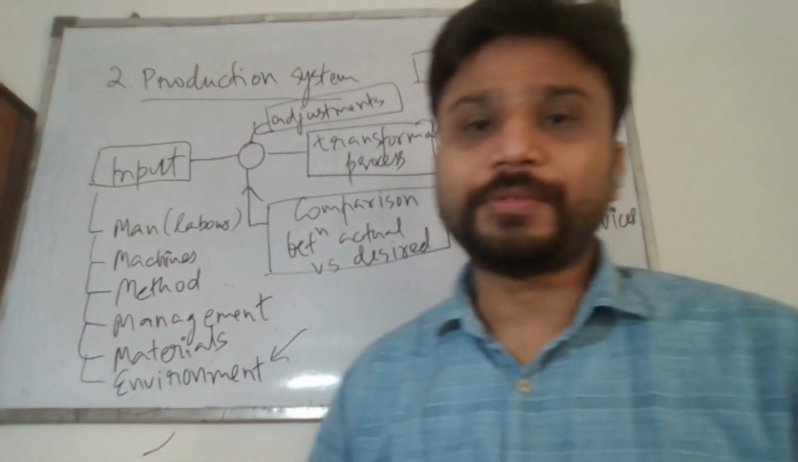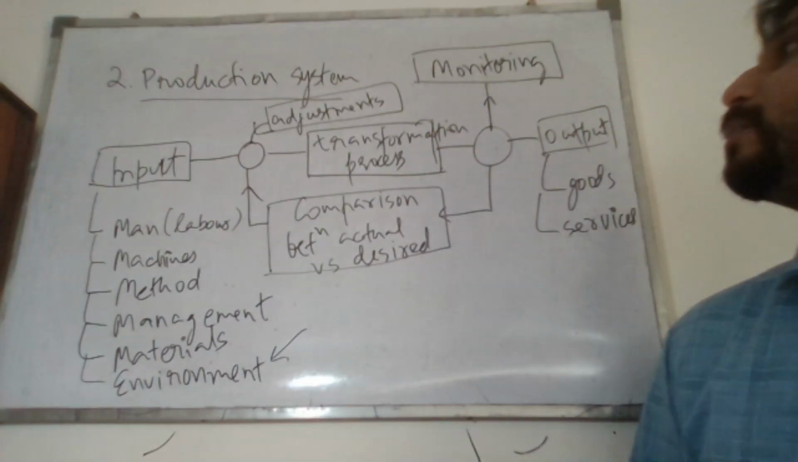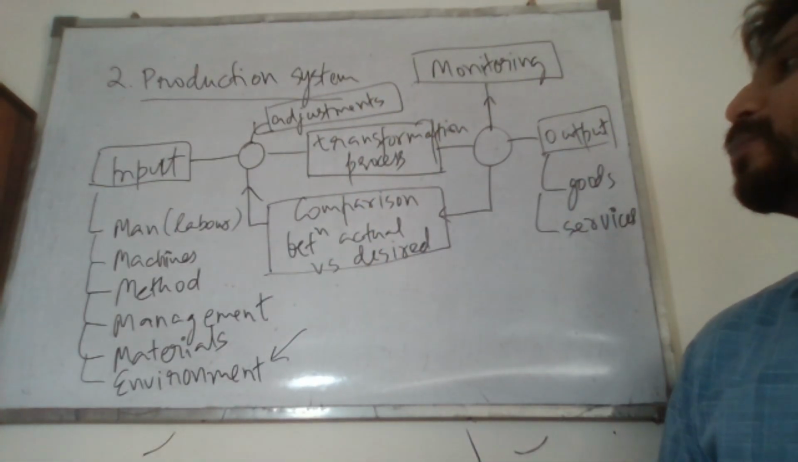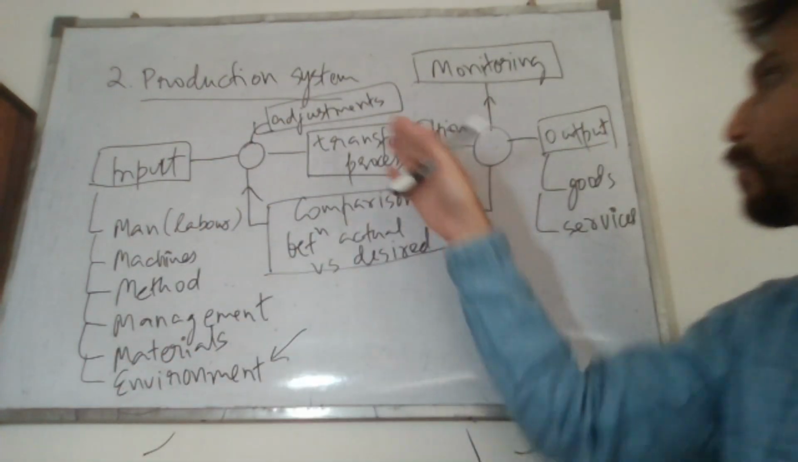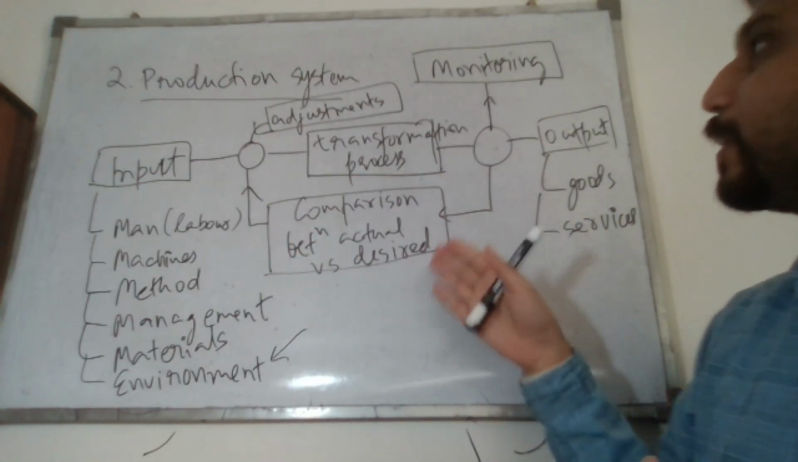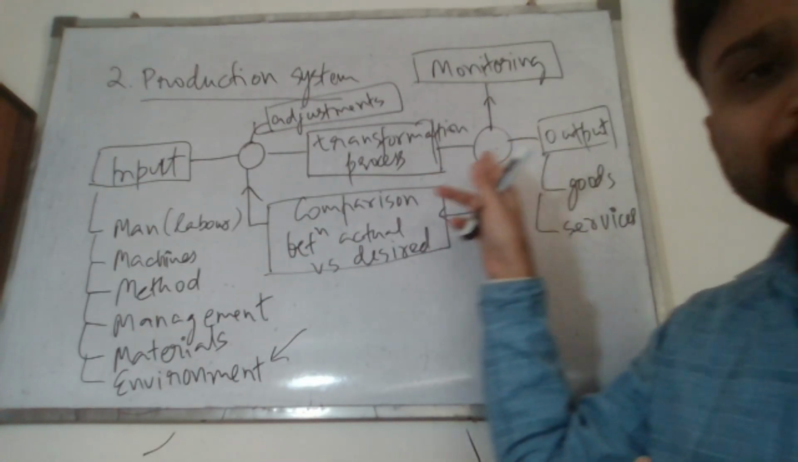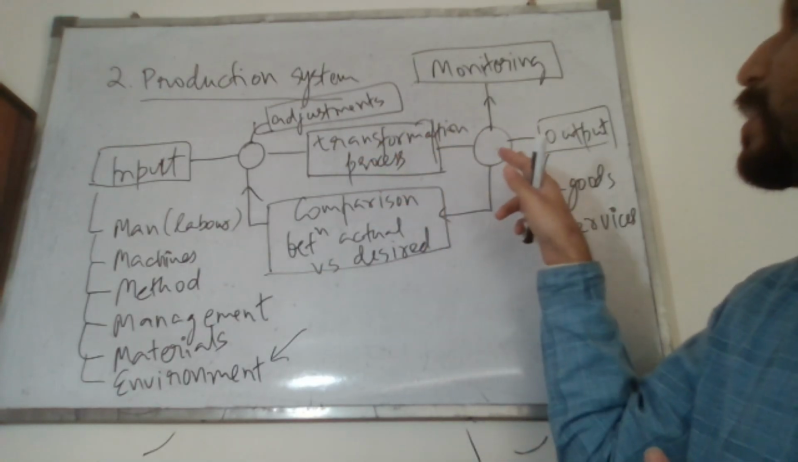Management is also required. We want to manage the whole system. Then the transformation process. So we transform all these inputs through the process which I explained into the desired output, or the actual output, which we compare at this stage when the transformation process is complete.